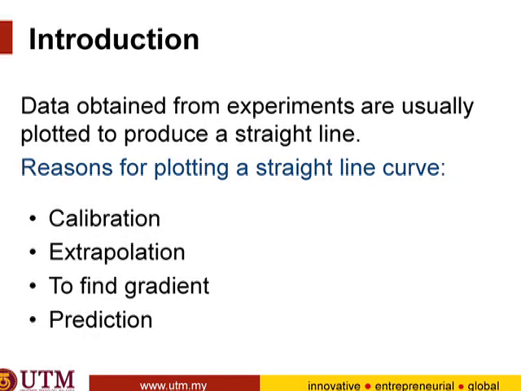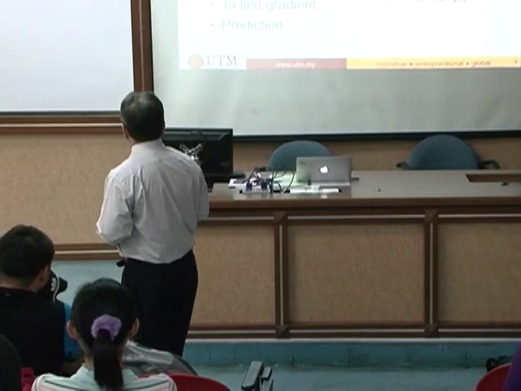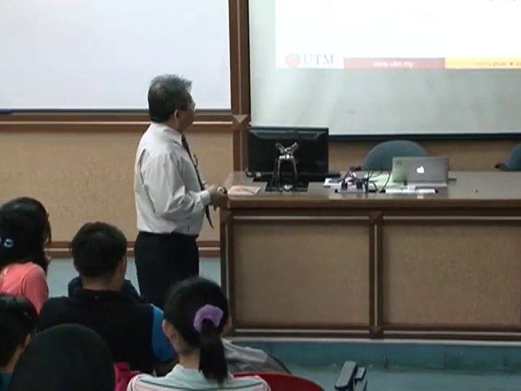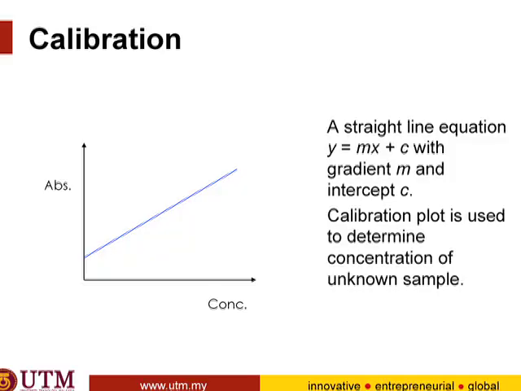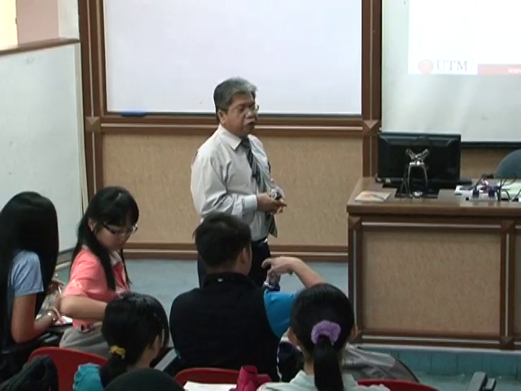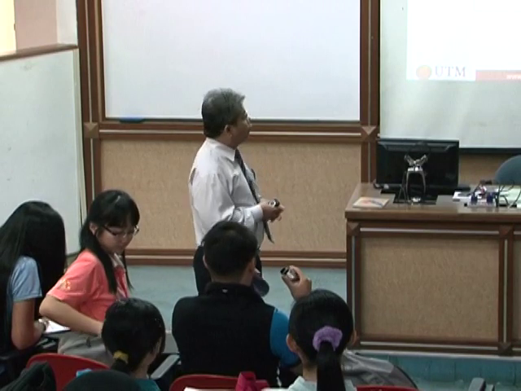For calibration, for extrapolation, for finding gradient from the straight line, or for prediction of parameters. This is one example where we have to use the straight line relationship between two parameters from experiment. And this is usually called calibration in analytical chemistry.